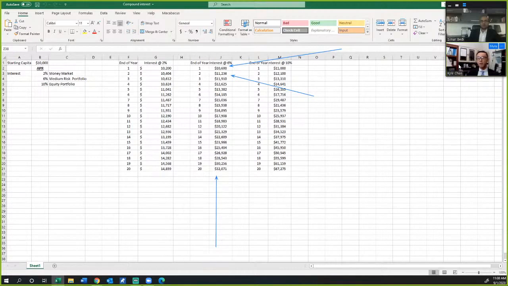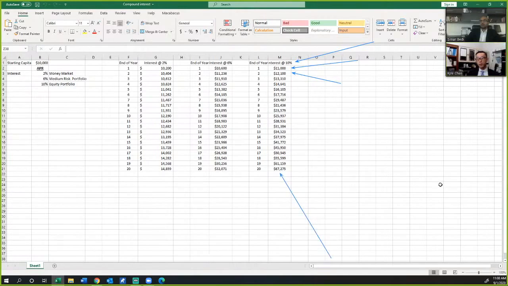That's definitely going to get you a lot closer to your investment goals for retirement versus $14,000. Now, if you're in an all equities portfolio, your average return is 10%. The first year is $11,000. The second year, look at that, $100 more plus the $1,000. By the end of year 20, you have about $67,000, which definitely gets you a lot closer to your retirement goal.